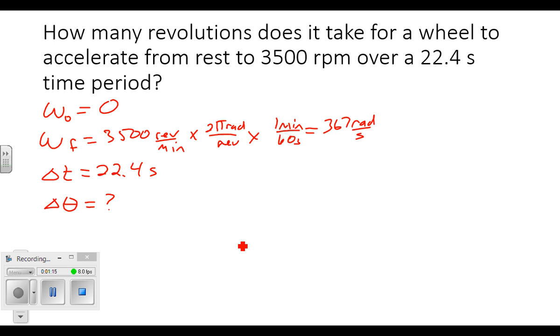All right, so looking at what I know in this problem, I've got an omega f and omega i, sorry, I made it omega 0 for some reason. Let's fix that. It's omega i. I was probably thinking about omega being 0.